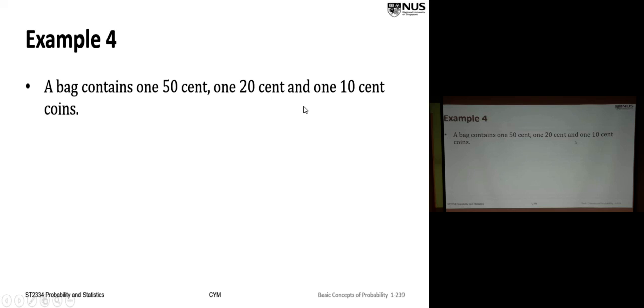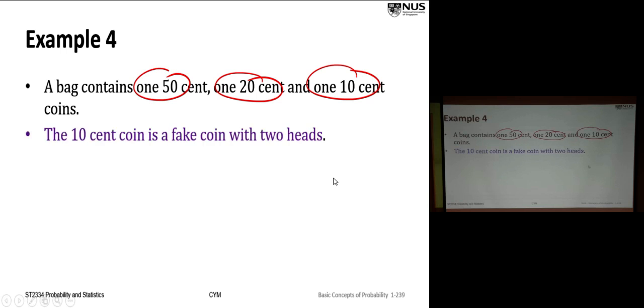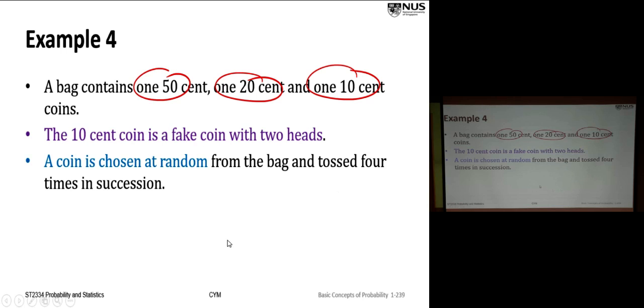Another example to use this total probability. We have one 50-cent coin, one 20-cent coin, and one 10-cent coin. Three coins. We pick one at random and toss it 4 times. The 10-cent coin is fake with 2 heads.